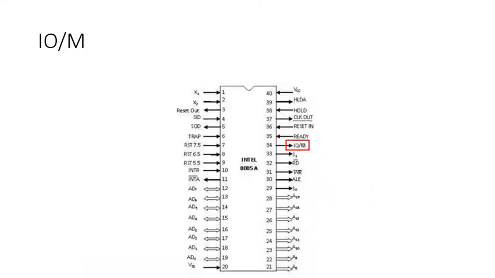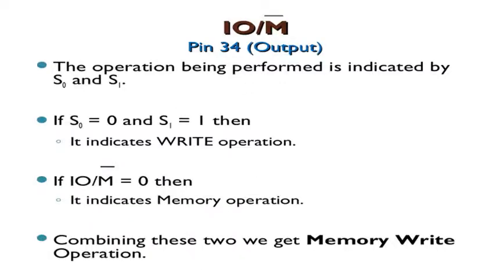Next pin is pin number 34. This pin tells whether input, output or memory operation is being performed by the microprocessor. If IO slash M bar is equal to 1, then it indicates the input output operation is being performed by the microprocessor. If IO slash M bar is equal to 0, then memory operation is being performed by the microprocessor. The operation being performed is indicated by S0 and S1 as we have discussed in the previous slide.